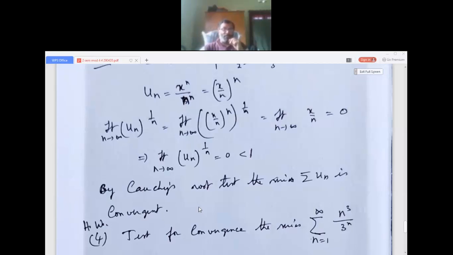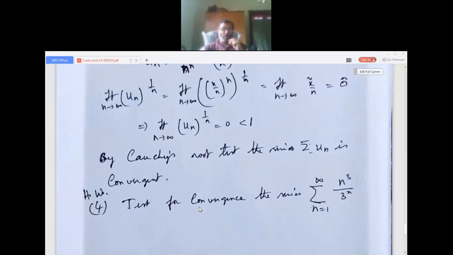And I have given one problem for homework. Already there are 2 problems in the D'Alembert's test. Those I will not solve, since they are already solved; you have to solve those 2 problems. This problem I will solve in the next session tomorrow. Please try it. This has to be done by Cauchy's root test. Test for convergence the series sigma n equals 1 to infinity n cubed by 3 power n.